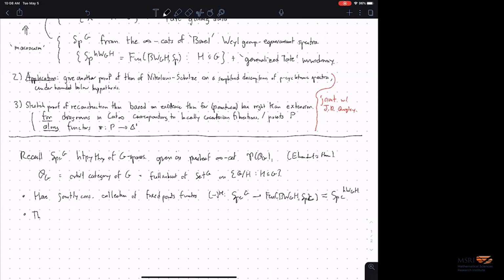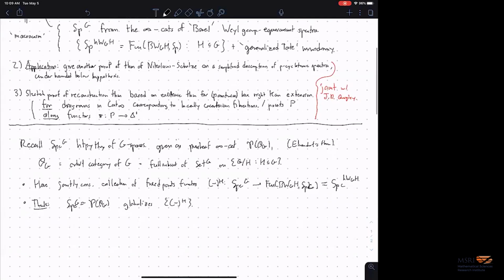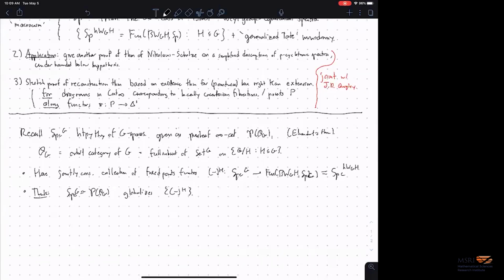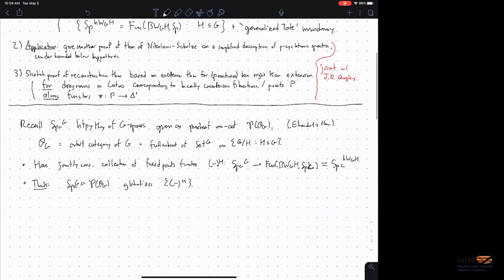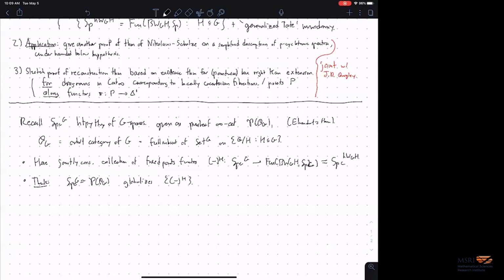You can think, in fact, that this presentation identifying G spaces as presheaves on O_G globalizes the collection of fixed point functors, because of course, given a presentation of G spaces as a presheaf category on the orbit category O_G, it's manifest that evaluation at the objects in O_G would yield a jointly conservative collection. It's, put another way, a parameterization of G spaces in terms of fixed point data.